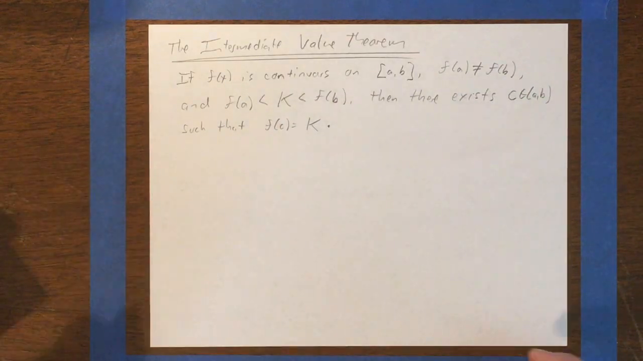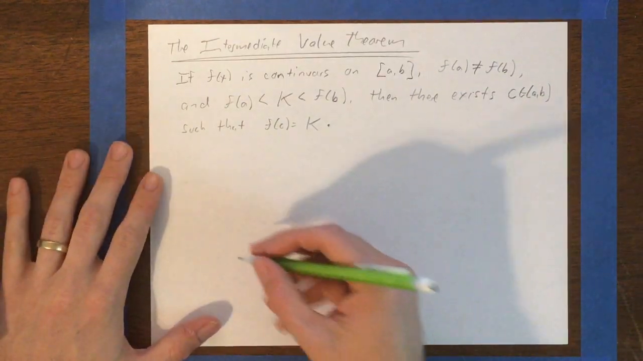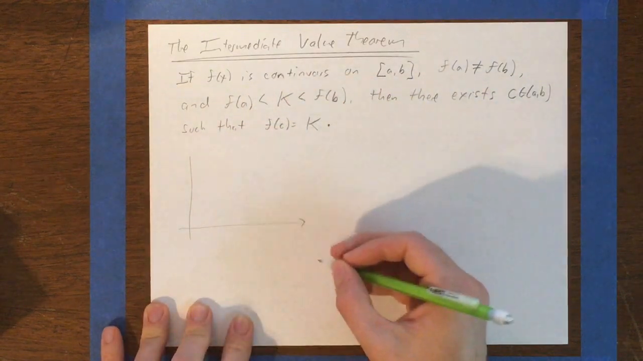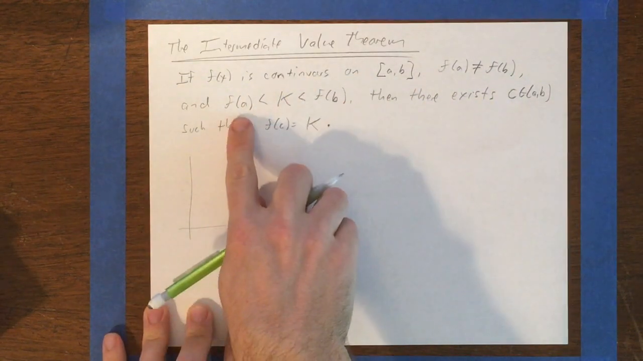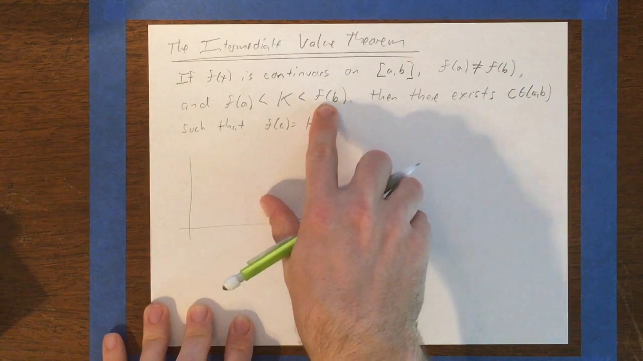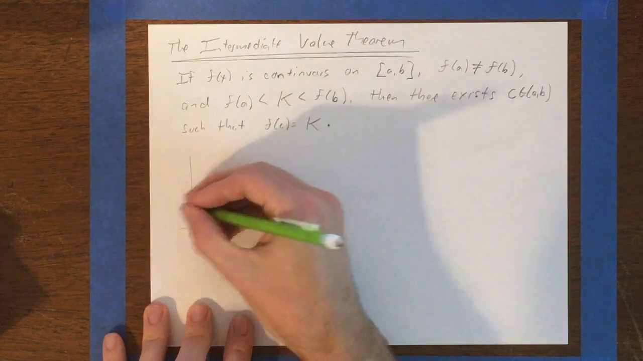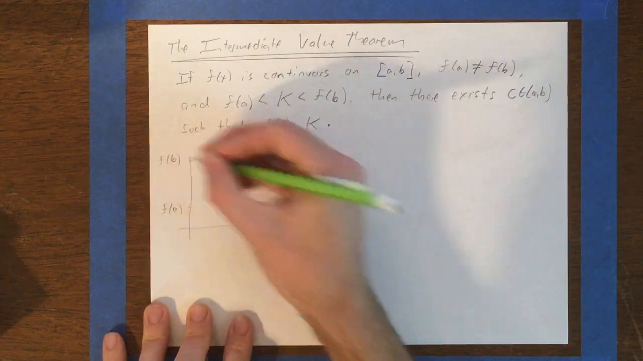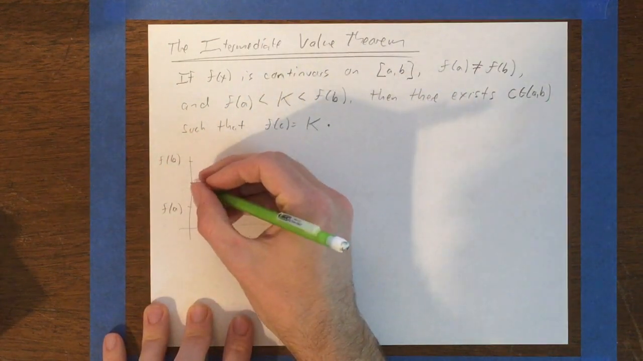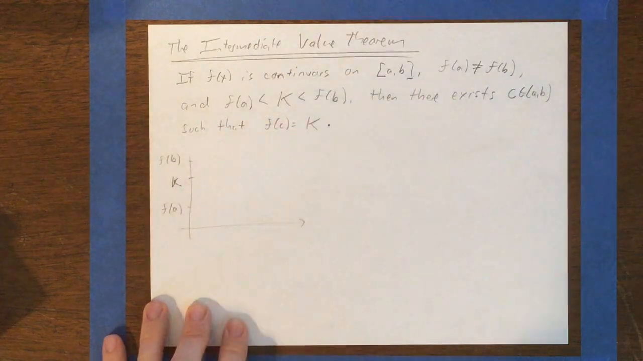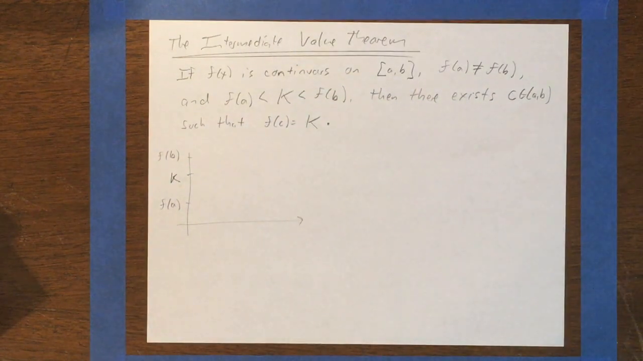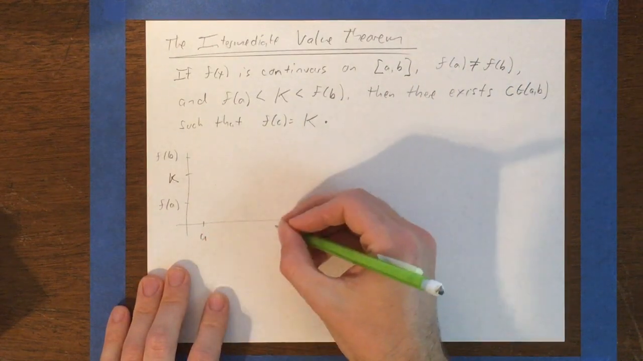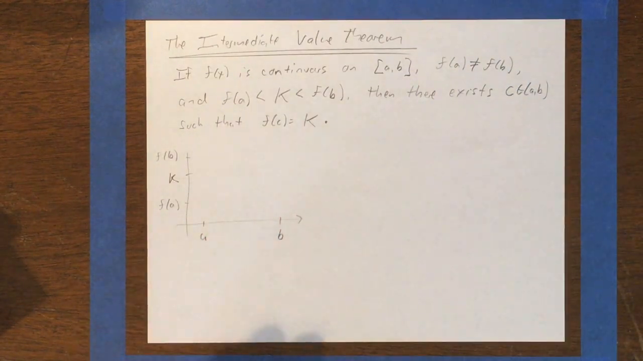Now, saying it like that is a little hard to work with, so let's look at our y-axis and our x-axis. On the y-axis, f of a and f of b are in that order, with f of a being the smaller number and f of b being the bigger number. And this k is some number in between them, any number you want that's in between. Now, a to b is our closed interval, so let's have a be here and b be here.